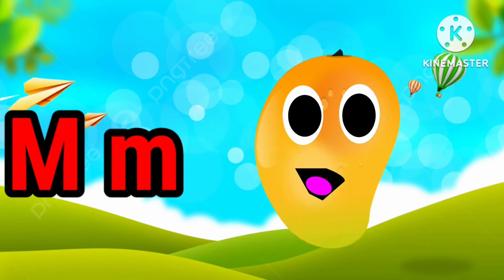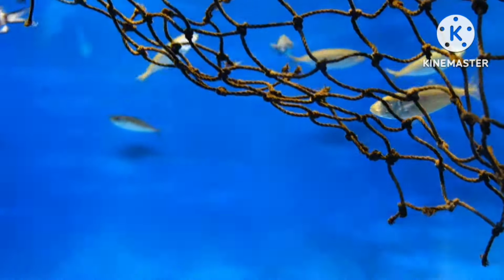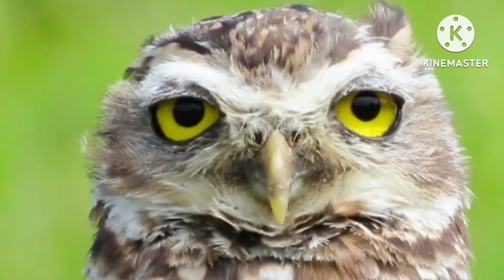M for mouse, N for mango, ma ma ma. N for nest, N for net, na na na. O for ostrich, O for owl.